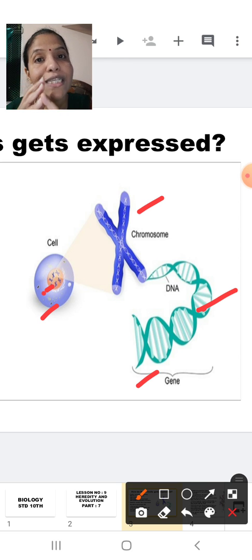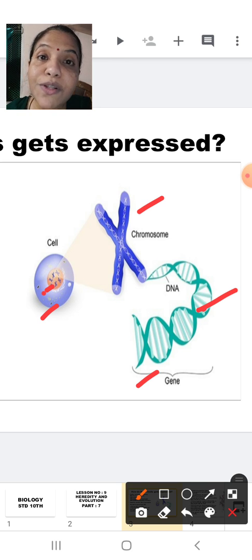Okay, like for example, height. Height is a character we have already studied. Okay, color of the flower. All these characters are due to the presence of proteins. And who is responsible for the production of these proteins? Genes are responsible. And where are the genes present? The genes are present in a DNA. Where is the DNA present? The DNA is present in a chromosome. Where is the chromosome present? The chromosome is present in a nucleus.